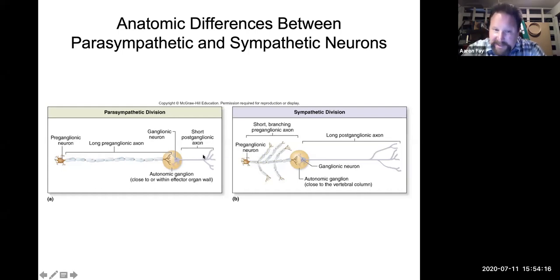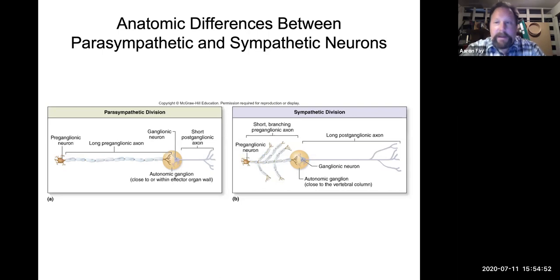Both of them are going to extend into ganglia, collections of cell bodies in the peripheral nervous system. There you will find the cell bodies, the somas, of your ganglionic neurons, right? You're going to have a synapse, and then you're going to have that axon leaving the ganglia. This is a postganglionic axon. These axons are unmyelinated. So neuron number 1 is myelinated, neuron number 2 is not myelinated, and that is important for reasons we'll see in a little bit.